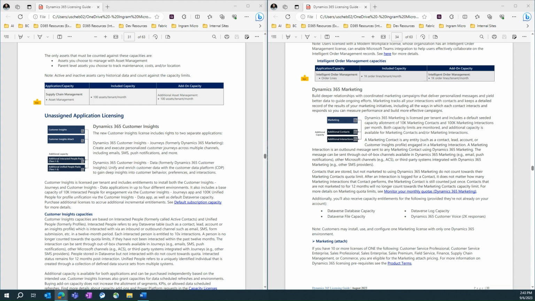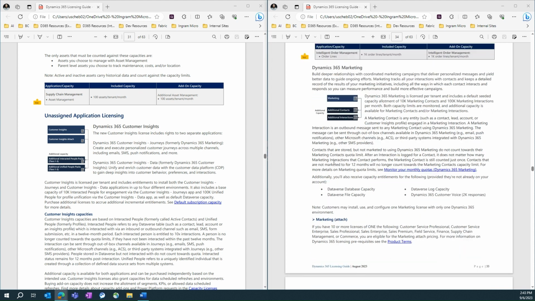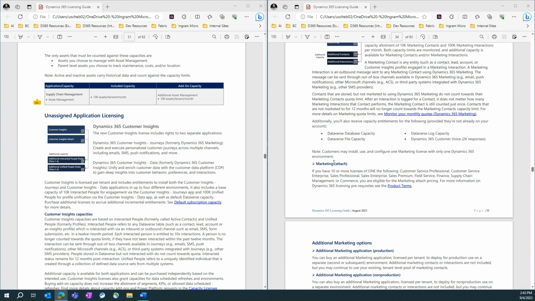and talk about them. So on the right-hand side, the old D365 marketing license, you had a base or an attached variant. You qualified for the attach if you had at least 10 Sales Pro, Customer Service Pro, Sales Enterprise, Customer Service Enterprise, etc. You also had things called additional contacts and additional interactions you could buy to help bring additional contact capacity or interaction capacity to your marketing environment. Perhaps you needed to be able to market to more people than what the default marketing license allowed you to do.